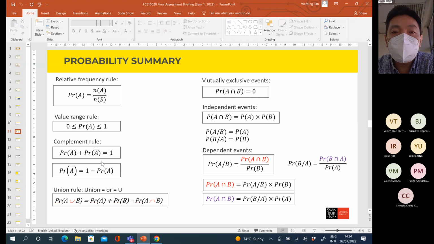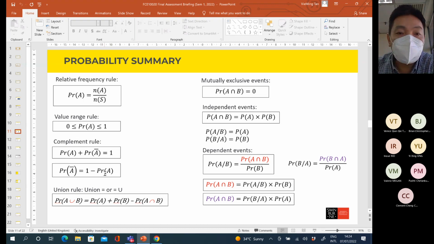If you want to calculate the probability of not A, you can apply this formula: probability of not A is equal to 1 minus probability of A. What is the reason? It's because probability of A plus probability of not A is always equal to 1, 100%. So in order to get the probability of not A, you just need to use 1 minus P(A) to get the answer.